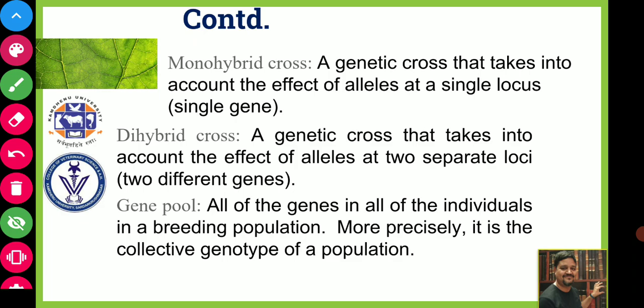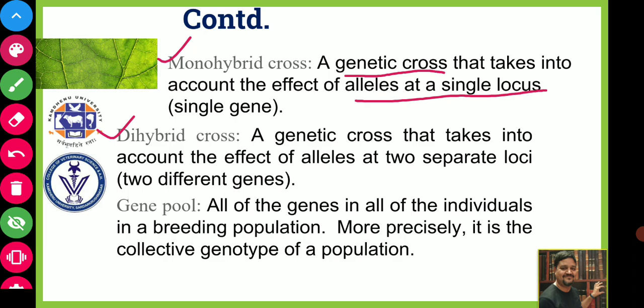Based on this hybrid, there are two related terms, and similarly there will be many related terms also, but right now we are discussing two terms, the monohybrid cross and the dihybrid cross. So what is a monohybrid cross? We have already seen it in the last slide. It is a genetic cross that takes into account the effect of alleles at a single locus.